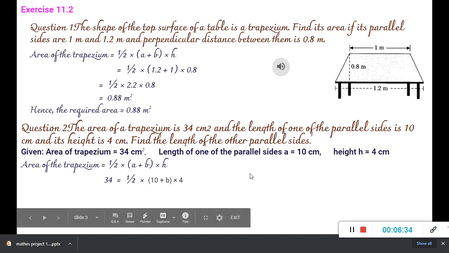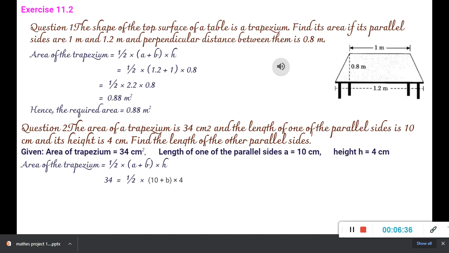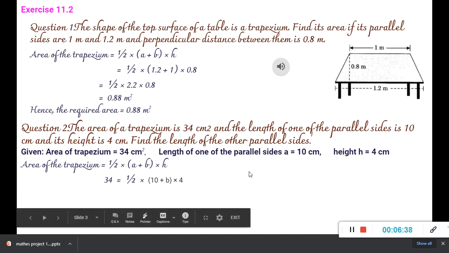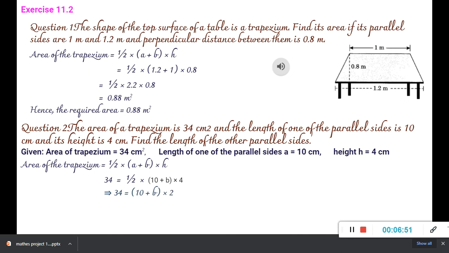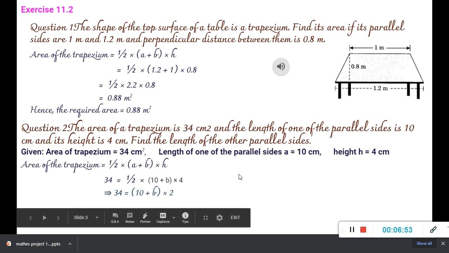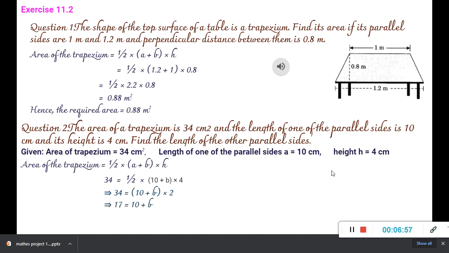Here 2 is dividing, so that will multiply. Then 4 is multiplying, so that will divide. So 34 into 2 divided by 4, that is equal to 17. So 17 minus 10 is equal to 7. So what is the other side? The other side would be 7 centimeter. Clear?